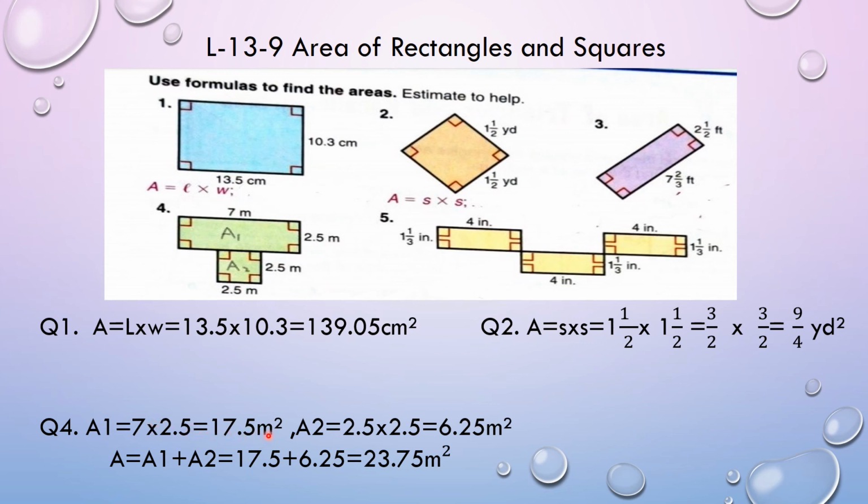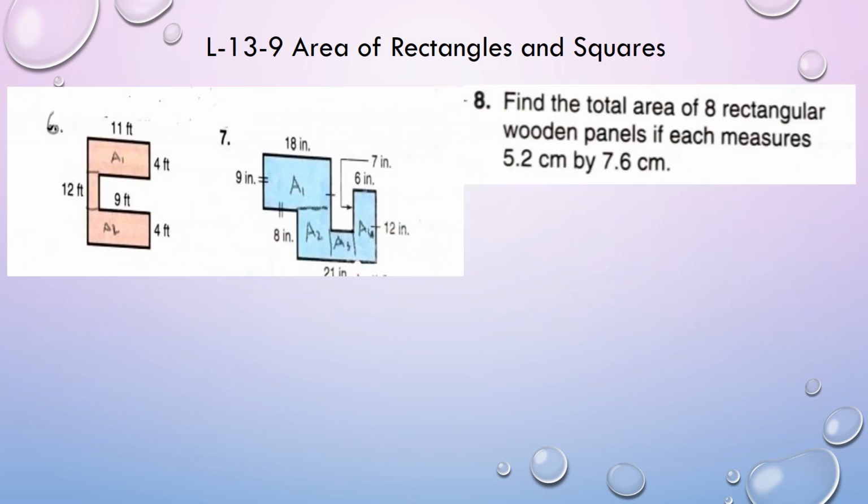17.5 meter square. And A2 is 2.2 into 2.2 because this one is a square. What is the answer? 6.25. What is the total area? You can add area 1 plus area 2, which is 17.5 plus 6.25, equal to 23.75. I think this part is clear.